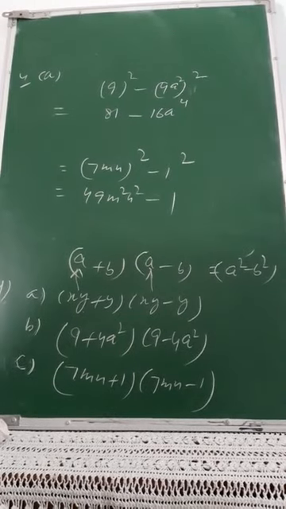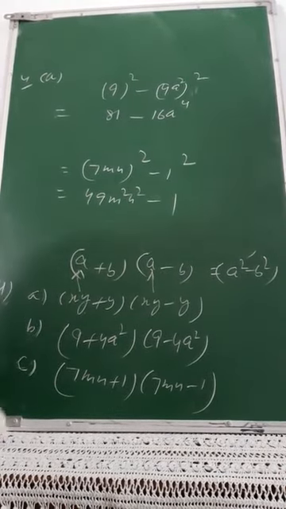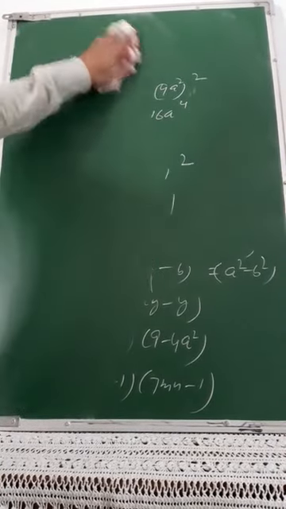So all 10 parts of these 4 questions were based upon the 4 standard results or special products which we shared before doing this exercise. That was (x plus a) into (x plus b), second was (a plus b) whole square, third was (a minus b) whole square, and fourth was your a square minus b square.